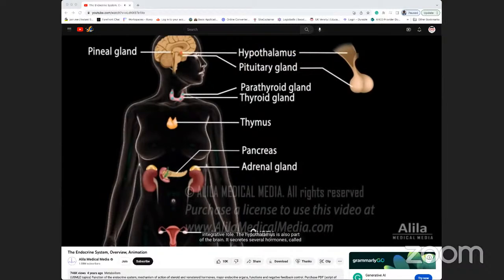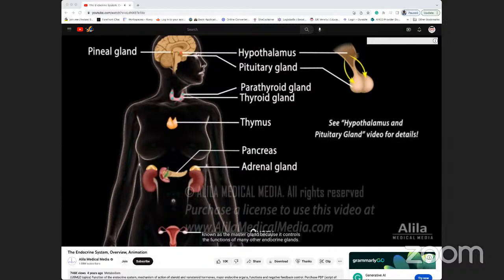The hypothalamus is also part of the brain. It secretes several hormones called neurohormones, which control the production of other hormones by the pituitary. Thus, the hypothalamus links the nervous system to the endocrine system. The pituitary is known as the master gland because it controls the functions of many other endocrine glands.